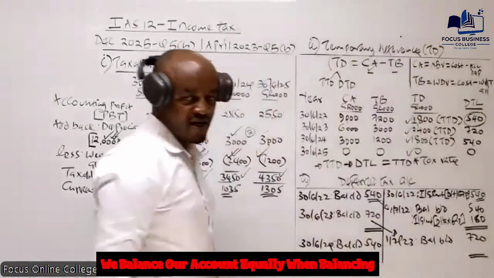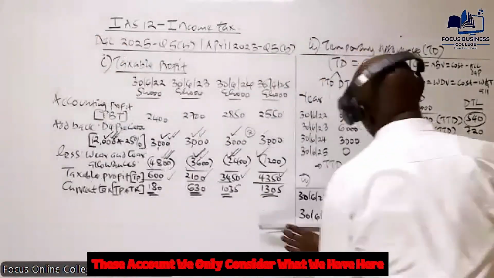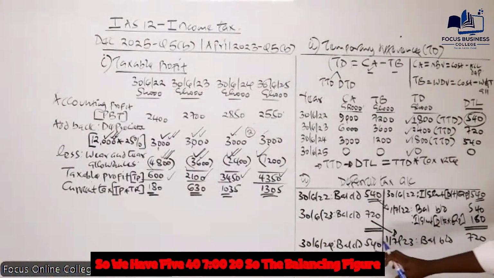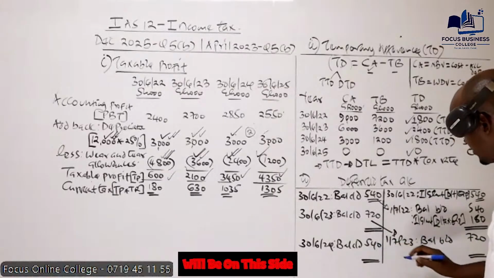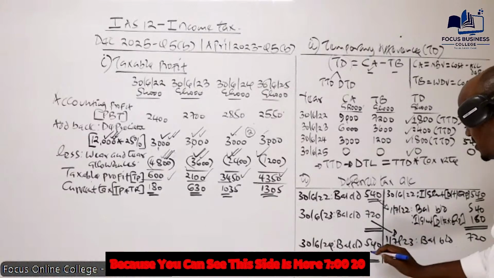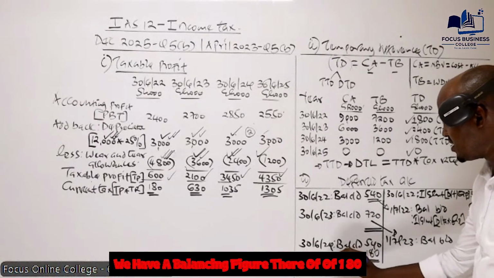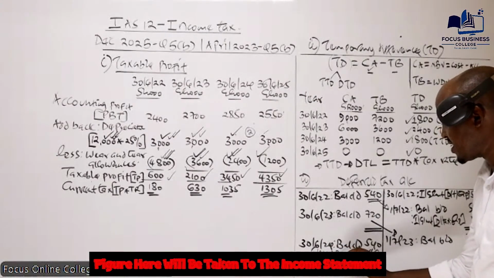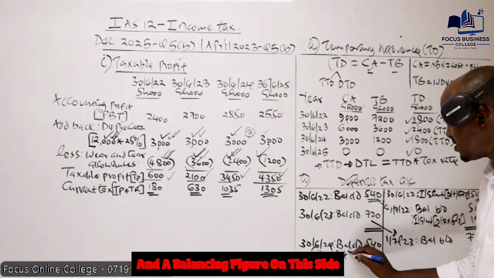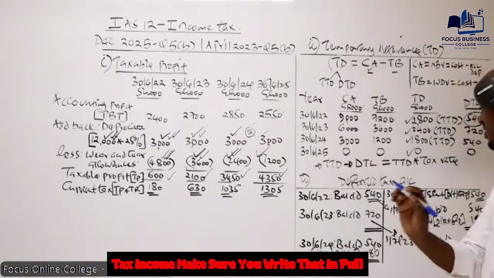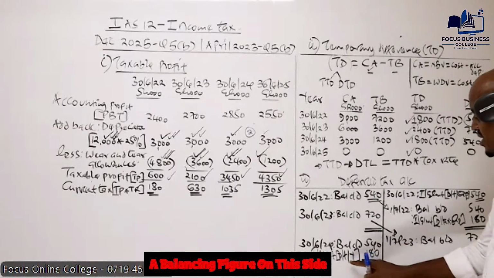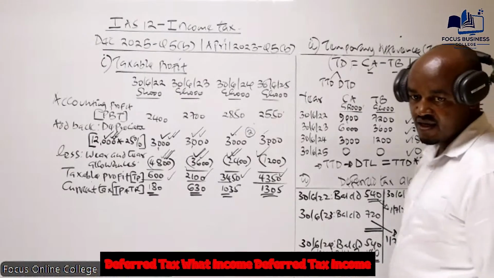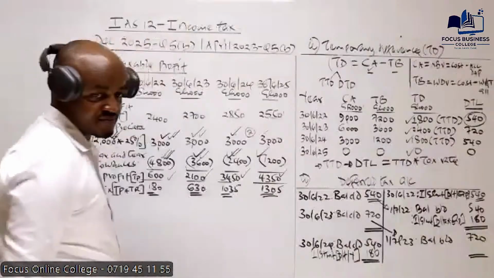And we balance our account. Equally, when balancing this account, we only consider what we have in the year 2024. So we have 540, 720. The balancing figure will be on this side, because you can see this side is more, 720. We have a balancing figure here of 180. This one equally will be taken to the income statement. A balancing figure on this side we refer to as the deferred tax income. Make sure you write that in full. Deferred tax income.